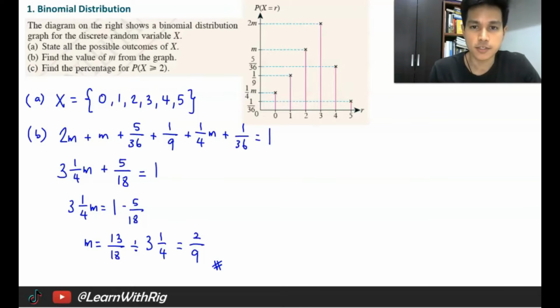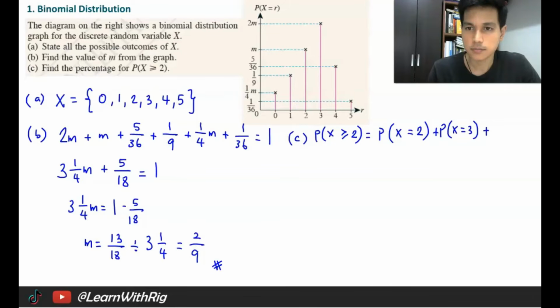So now question C, find the percentage for P(X) more than or equal to 2. So ignore the percentage first. Let us first find the probability. So P(X) more than or equal to 2. So in this case, that means you're looking for x equals to 2, x equals to 3, x equals to 4, x equals to 5. That's it.